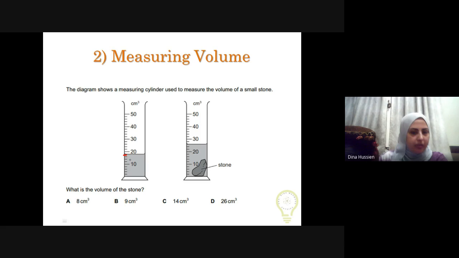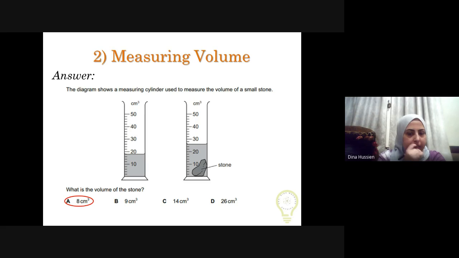How did we know? Because this is from 30 till 40 and there are only 5 divisions, so each one is 2. So this is 18 centimeter cube. What about this one? This is the bottom of the meniscus as well. We said this is going to be 26 centimeter cube. So the difference between 26 and 18 is 8. So the answer is going to be 8.